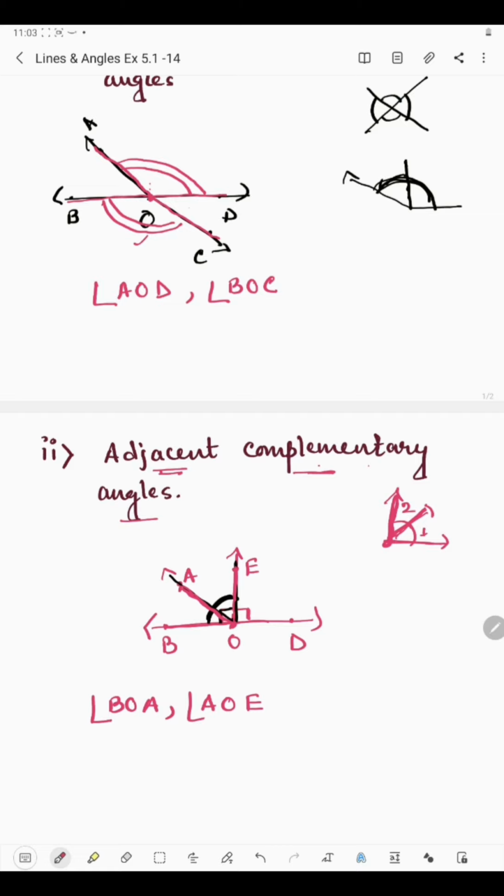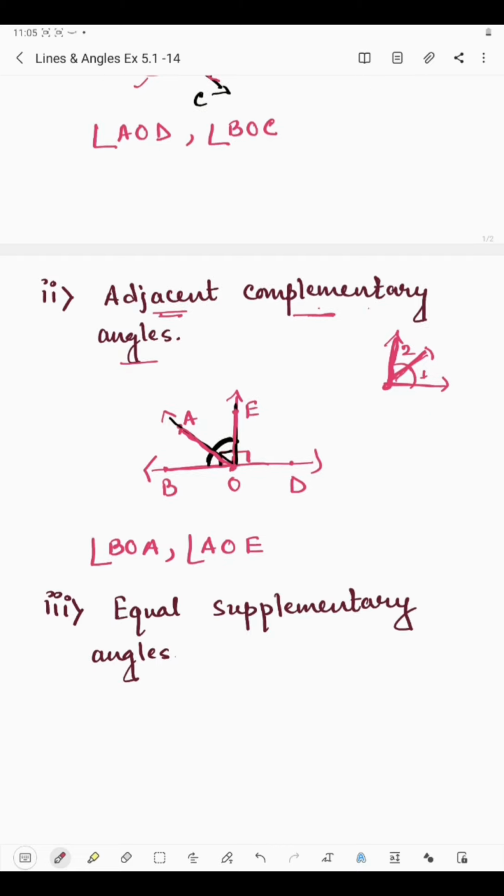Okay, now coming to third part. Now in the third part we have equal supplementary angle. Now supplementary angle means the sum of two angles makes 180 degrees, right? Now if I draw a straight line, then it makes 180 degrees because it forms a straight angle. Now this OE divides this angle into two equal halves.